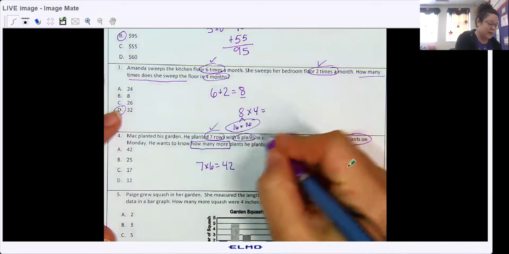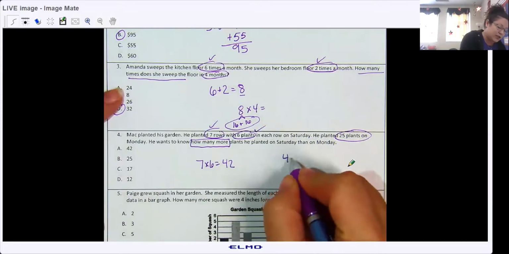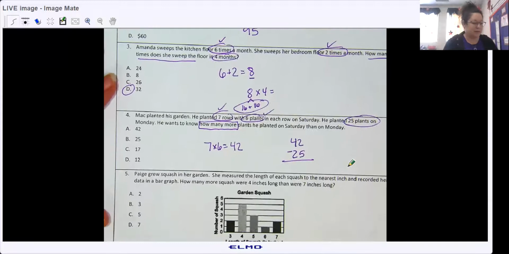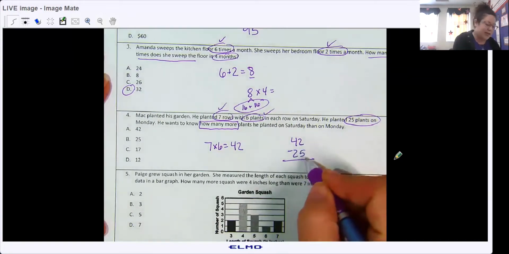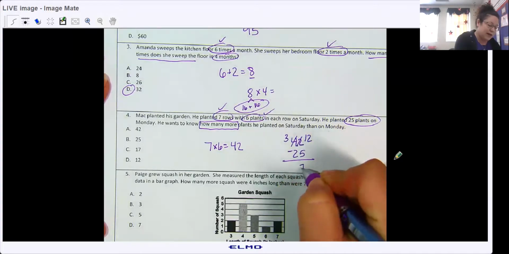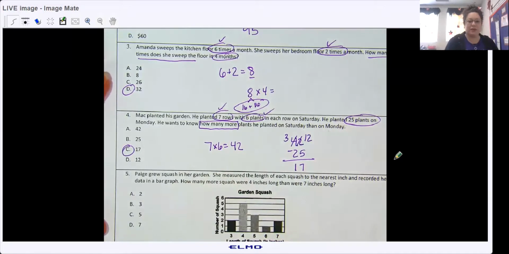So we use that. Now we need our 25. How many more tells us we are going to subtract. Go ahead and subtract. All right, I have 2 ones, can't take 5 away. Go next door, get 10 more, and I get 17. Hopefully you did too.